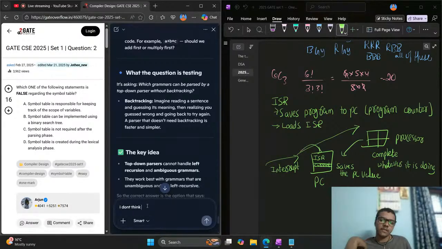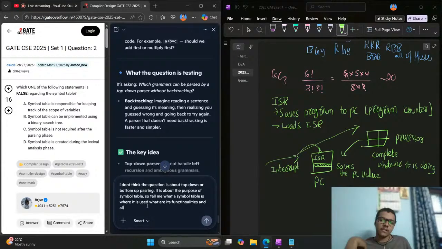I don't think the question is about top down or bottom up parsing. It is about the purpose of symbol table. So tell me what a symbol table is, where it is used, what are its functionalities, and all.